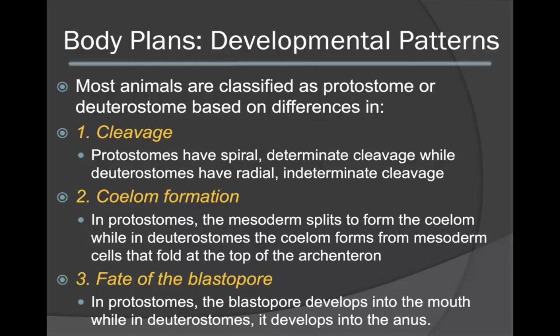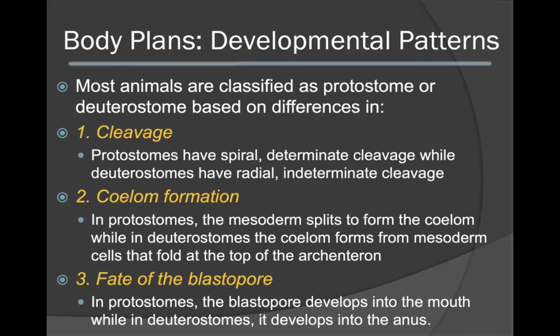Animals can also be classified based on their developmental patterns. Animals can be classified as protostomes or deuterostomes based upon differences in cleavage patterns, coelom formation, and the overall fate of the blastopore. In general, protostomes have spiral determinate cleavage, while deuterostomes have radial indeterminate cleavage. In protostomes, the mesoderm will split to form a coelom, while in deuterostomes, the coelom actually forms from mesodermal cells that end up folding at the top of the archenteron, or internal cavity, of the gastrula.